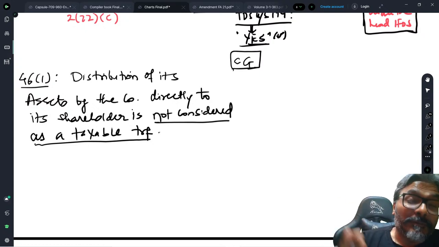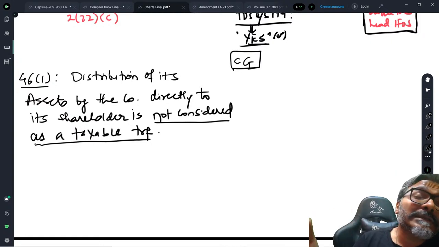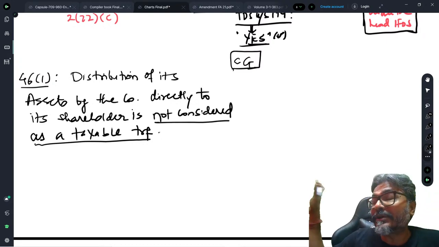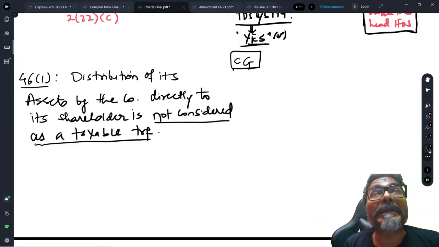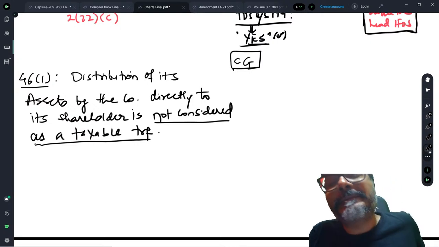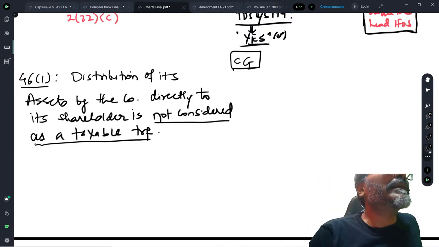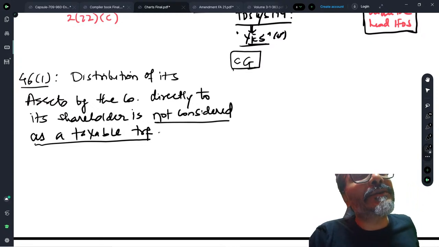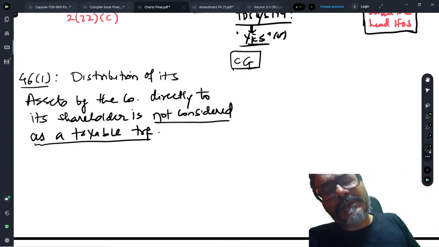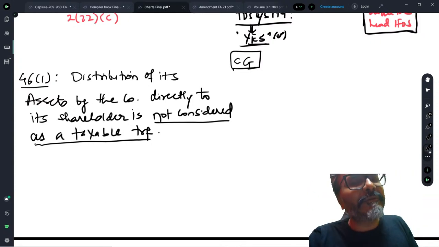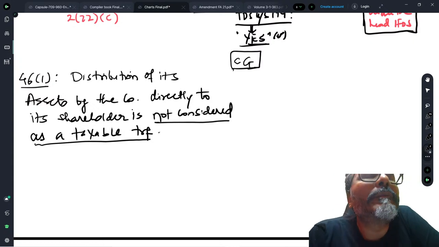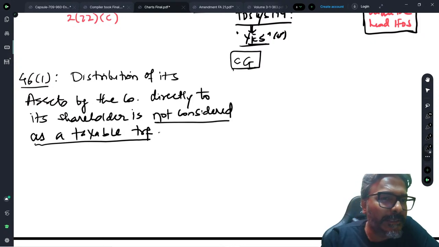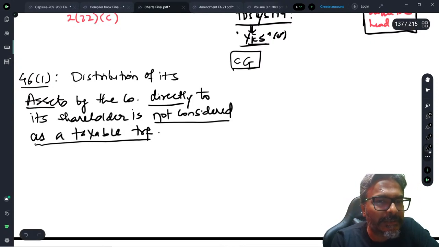Fine, now students, be careful. But what if the company is first selling that asset in the market and the sale proceeds are what is distributed to the shareholder? Then will the capital gains be taxable in the hands of the company? And the answer is yes. So if the company is selling its asset in the market and the sale proceeds arising on such transfer are what is distributed to the shareholder, then this will be taxable in the hands of the company. So therefore, just be careful. Asset directly to its shareholder.